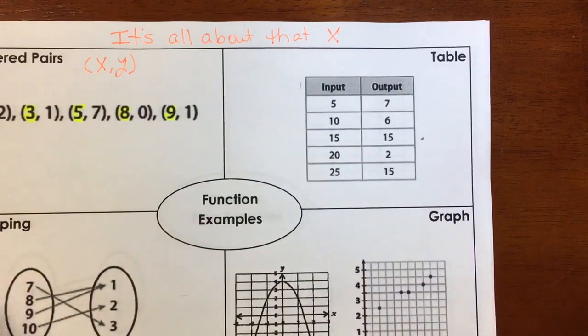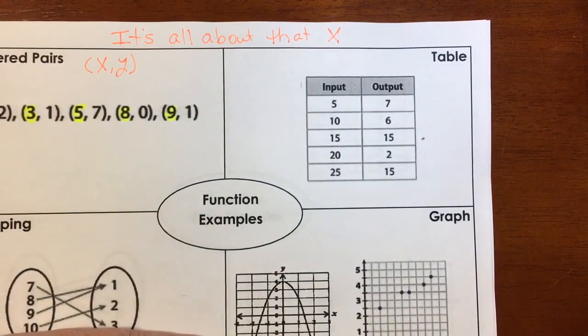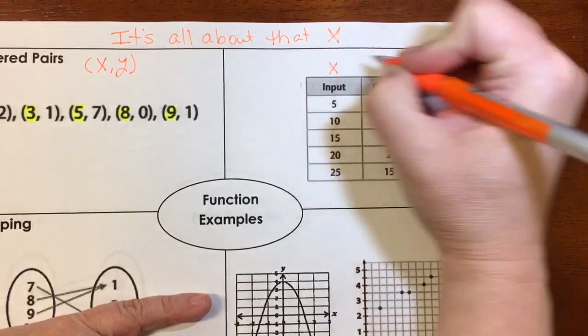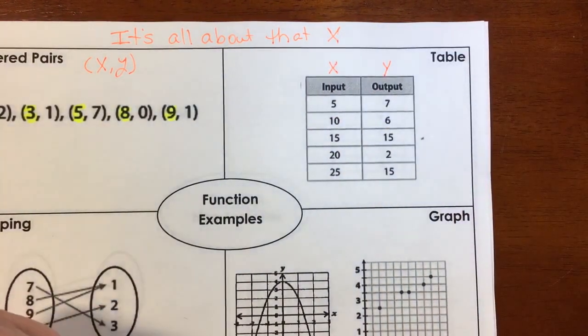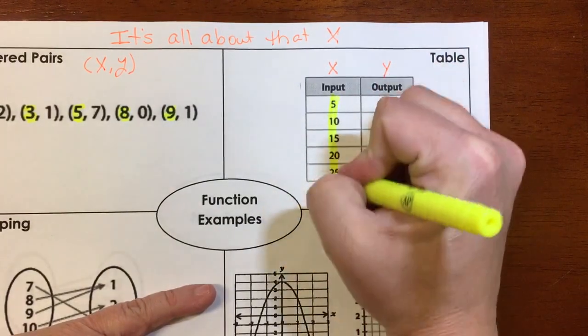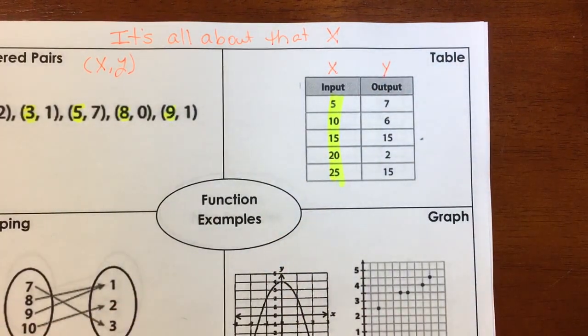When I'm looking at a table of values, again, it's all about that x. The x is the input, the y is the output. So I want to look at my inputs. Does it repeat? Do I have any number twice? No, I do not. So this is an example of a function.